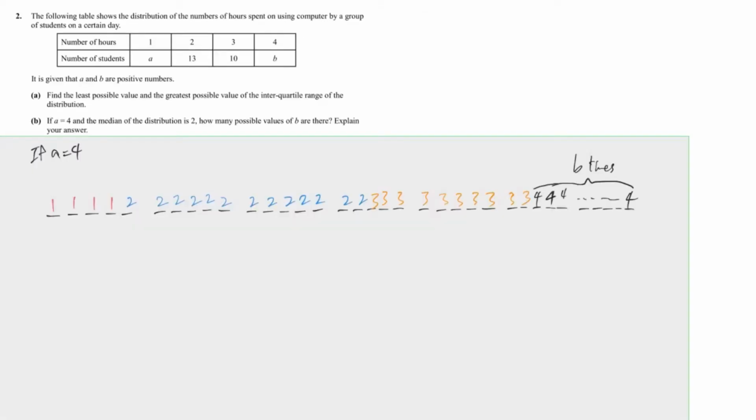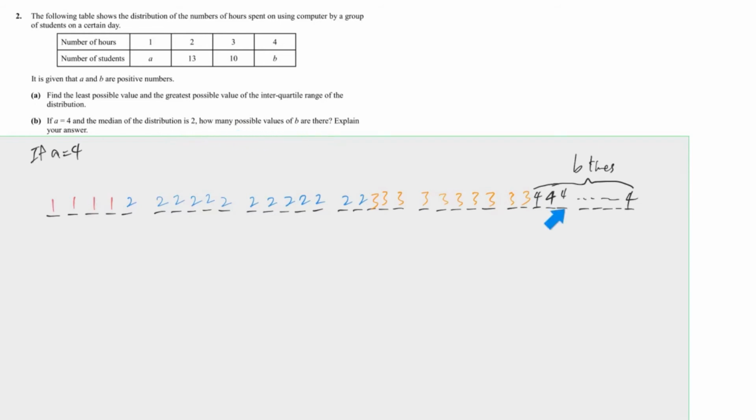In part B, they give more limitations. Now A is fixed to 4, which means that 1 appears 4 times, 2 appears 13 times, 3 appears 10 times, while the number of 4s is still unknown. But there is one more limitation: the median of the distribution is 2. How many possible values of B?